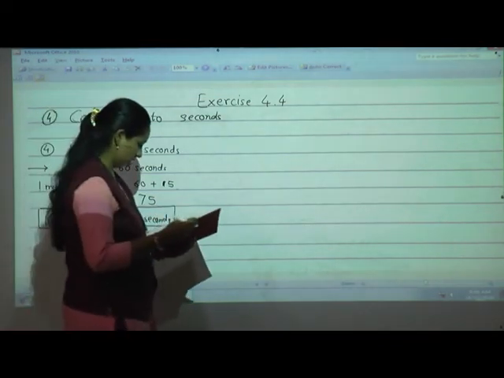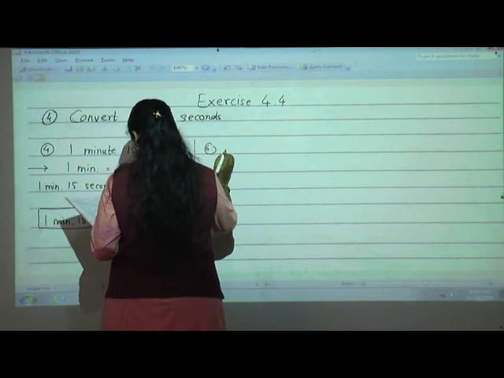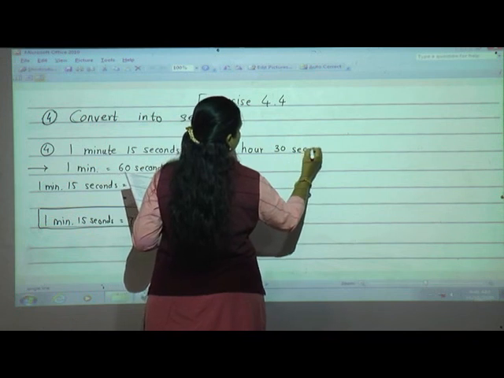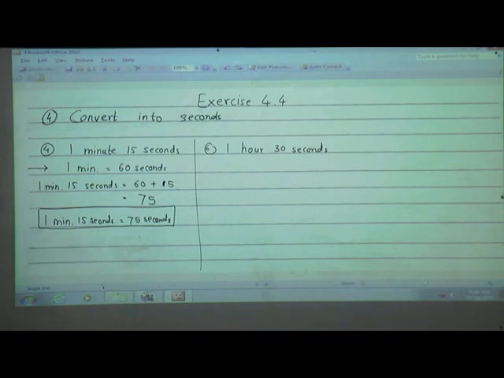Now next example I'll solve for you. Now we will solve sixth one for you. See the sixth one. 1 hour 30 seconds. See, they had given hours. Now see, very important question. Don't be confused. Directly don't multiply by 60 because here they are not given minutes. They are given hours. Hours we have to convert into minutes. For that first we have to convert hours into minutes, then we have to go for the second.